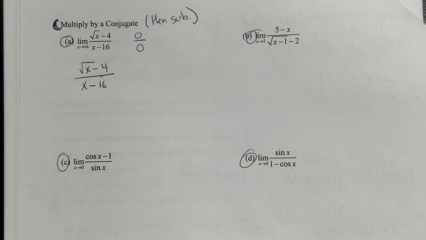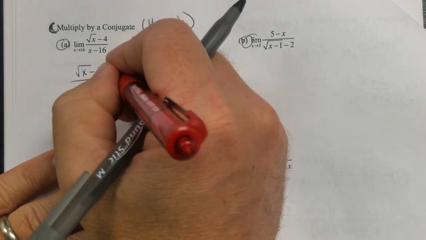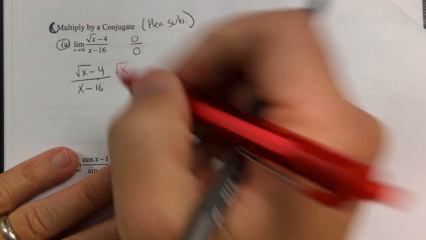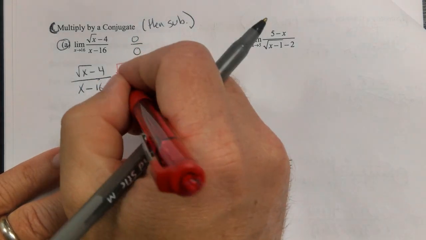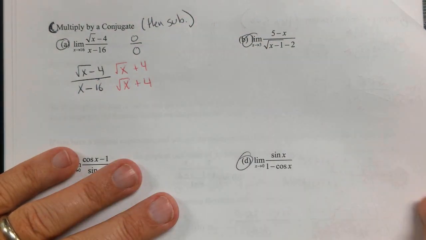Or, like, what would we multiply the top and bottom on this one by? The square root of x plus 4. And the idea with conjugates is it makes the middle term go away. So let's see what happens when we multiply the top and bottom by square root of x plus 4.